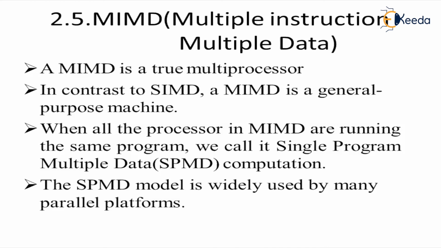In contrast to SIMD, MIMD is a general purpose machine. When all the processors in MIMD are running the same program, we call it SPMD, single program multiple data, because all the processors are executing the same program but on different data streams. The SPMD model is widely used by many parallel platforms.